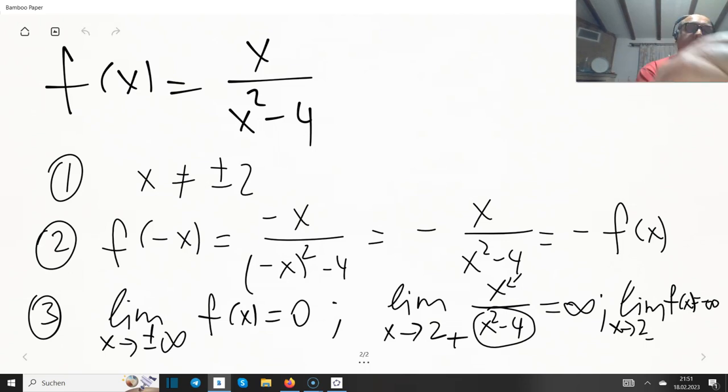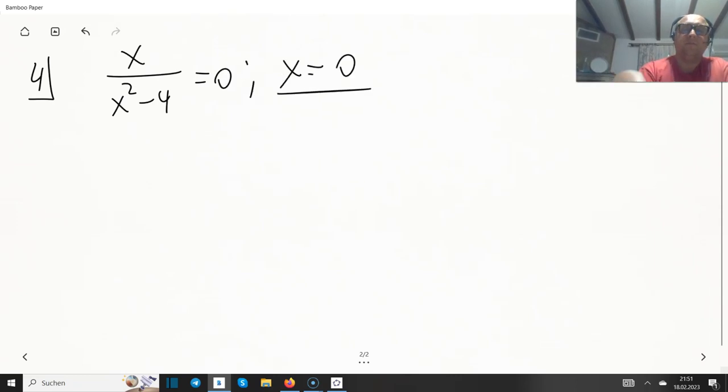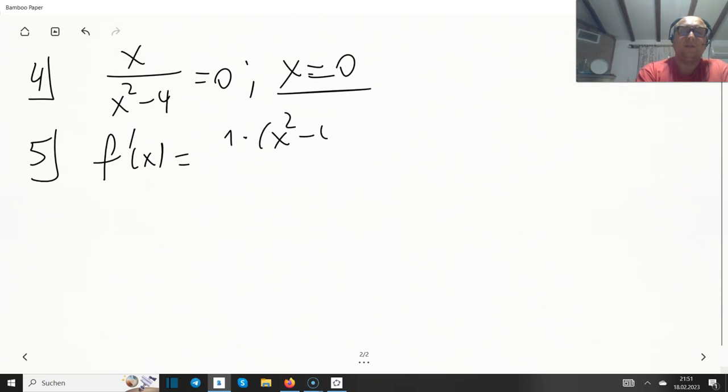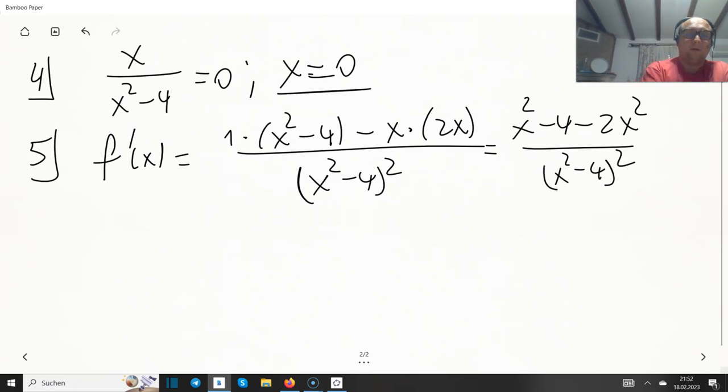All right. Number 4, 0 points. X divided over x squared minus 4 equals 0, obviously if x is 0. Number 5, extreme values. F prime of x is 1 times x squared minus 4 minus x times 2x only divided over x squared minus 4 squared. We're gonna get x squared minus 4 minus 2x squared divided over x squared minus 4 squared. All right, minus x squared plus 4 divided over x squared minus 4 squared.